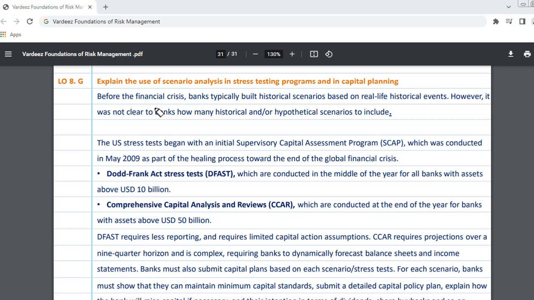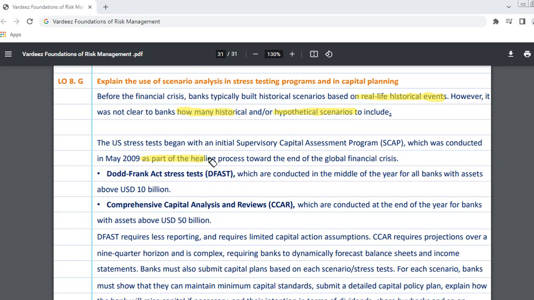Now, before the financial crisis, what used to happen is that banks used to build their own scenarios. They probably used real life historical events, or any kind of financial crisis that happened before 2007 and 2009. So they used to look at historical events, and then they used to decide that this much is the capital that we will keep aside based on the past. However, it was not clear to banks how many historical scenarios to use, what should be the hypothetical scenarios, what could be the possible scenarios to build. So that was not clear.